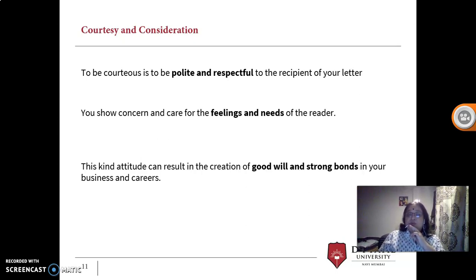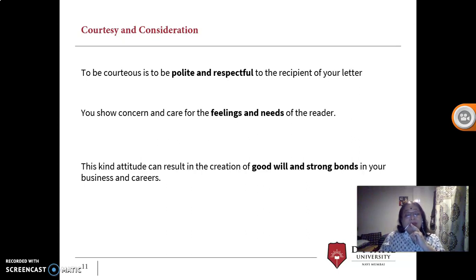And you should be showing concern and care for the feelings and needs of the reader. So, even if you're complaining, as I said, you can't say, how dare you do this to me? I'm a very important consumer. You should go to hell. Now, all these types of feelings might be in our mind, but we can't put it in our letter and sound like that. It is not done.